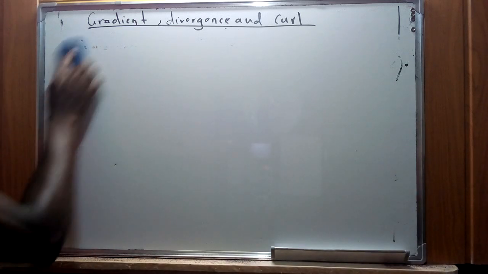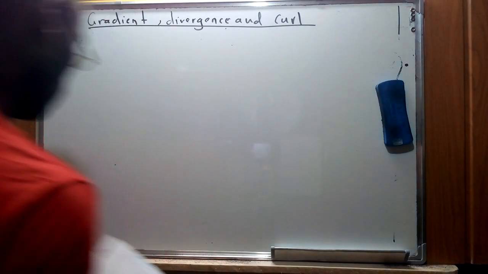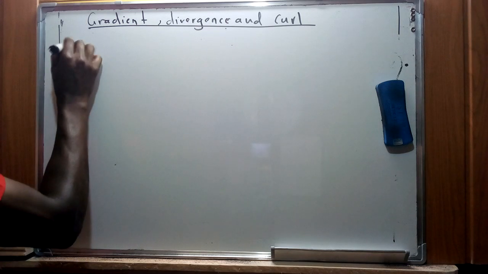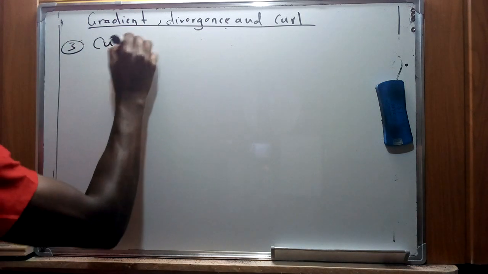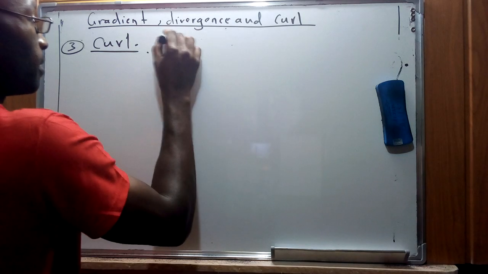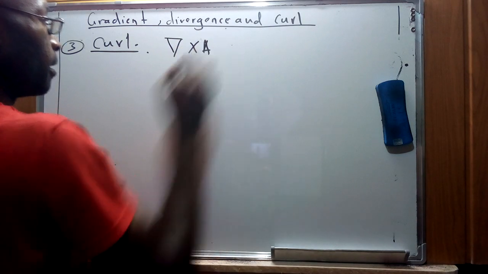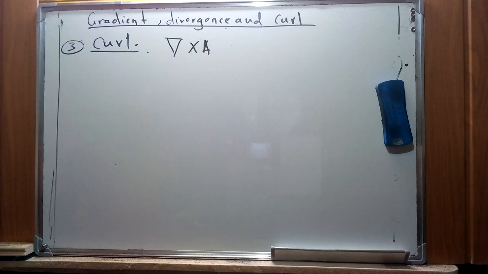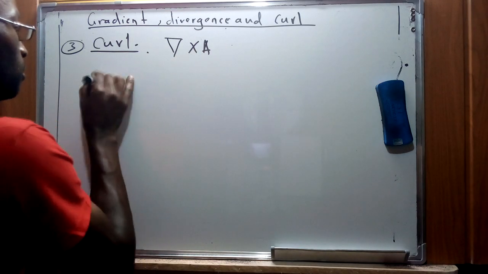So basically I'm going to also use this representation. Number 3, we are going to look at the concept of curl. Now curl is given as del cross A, and we talked about the components of A. So therefore we can expand that one.